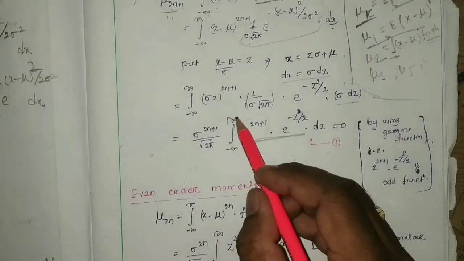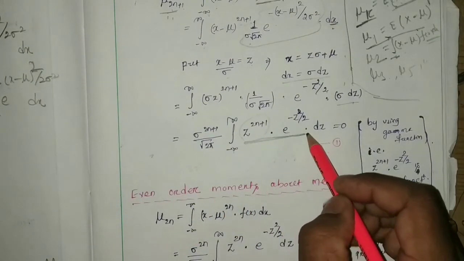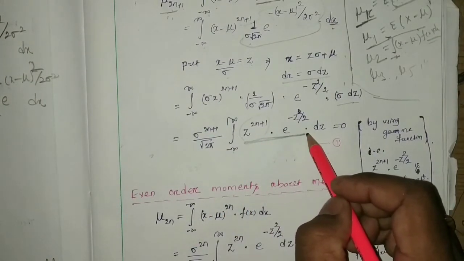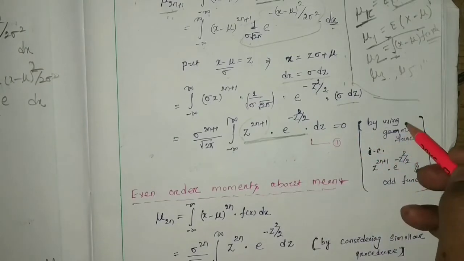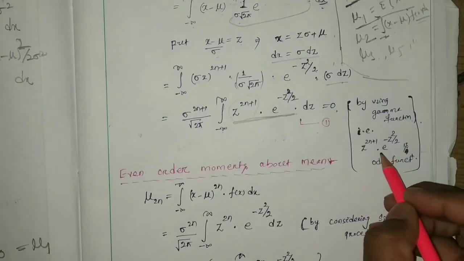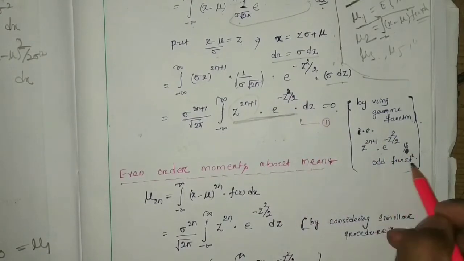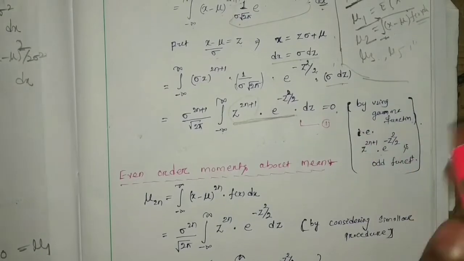So from minus infinity to plus infinity, as we discussed, if this type of term is odd, then by using the gamma function this will be 0. That is, z to the power 2n plus 1 into e to the power minus z square by 2 is an odd function. You have to write that down in the bracket, right?